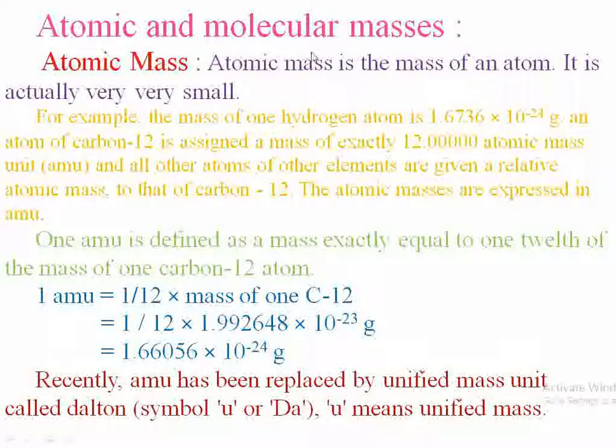Next are atomic and molecular masses. In this topic, the concept is very simple. The first is atomic mass. Atomic mass is the mass of an atom, and this mass of an atom is very small. For example, the mass of one hydrogen atom is 1.6736 × 10^-24 grams.